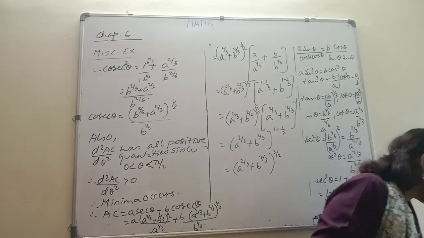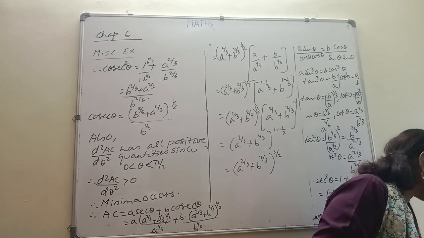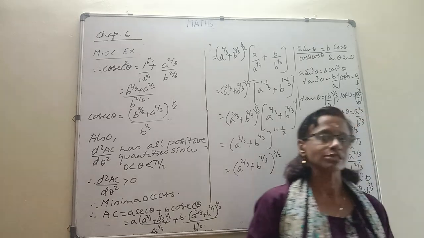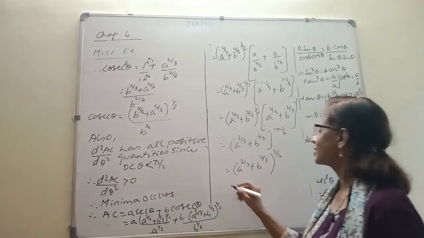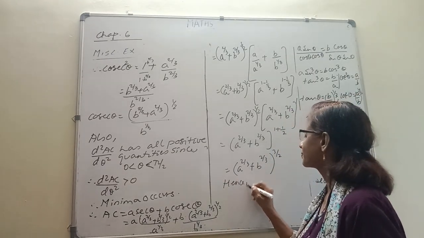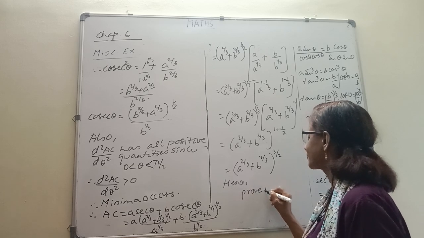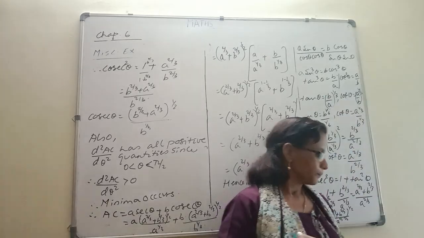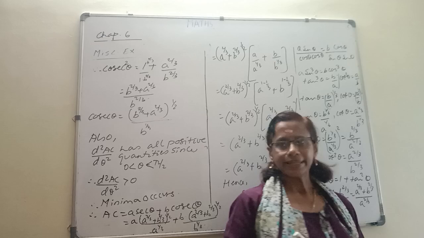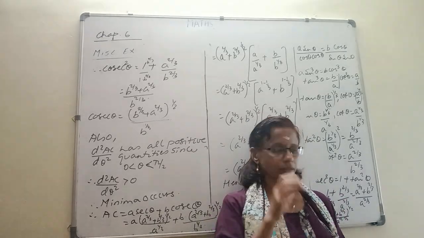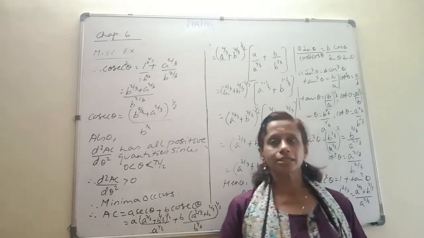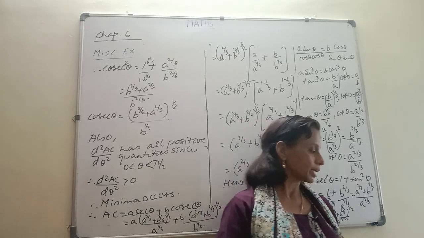What do they tell us? They tell us to show that the minimum length of the hypotenuse is this. So that's it. Hence proved. That's about it. Yes, it's a lengthy problem, but if you do it with proper steps, it is not so complicated. So that's how we get across doing it.